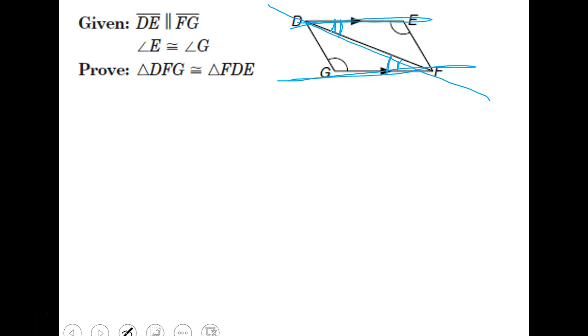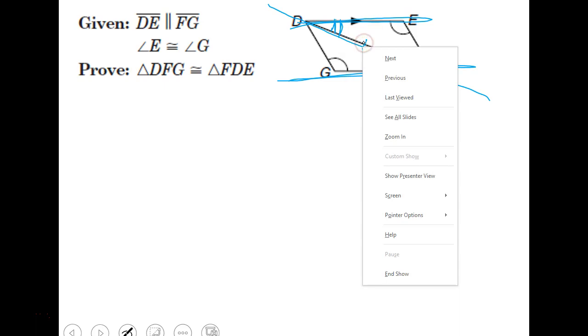And also, they share a side. DF is congruent to itself. So that means that we have angle side here. So we can prove these triangles congruent. So it's always good to kind of think of the plan that you're going to use to do the proof before you begin. So to begin, we've got statements.